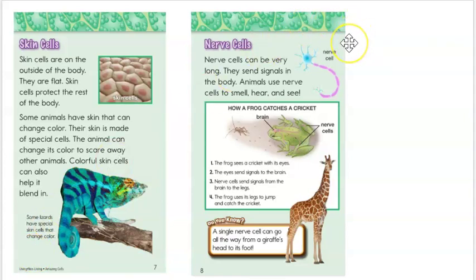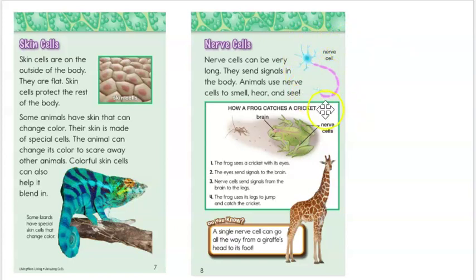Nerve cells. You may have heard your teacher say, "You're on my last nerve." This is where it comes from. Nerve cells can be very long. They send signals in the body. Animals use nerve cells to smell, hear, and see.